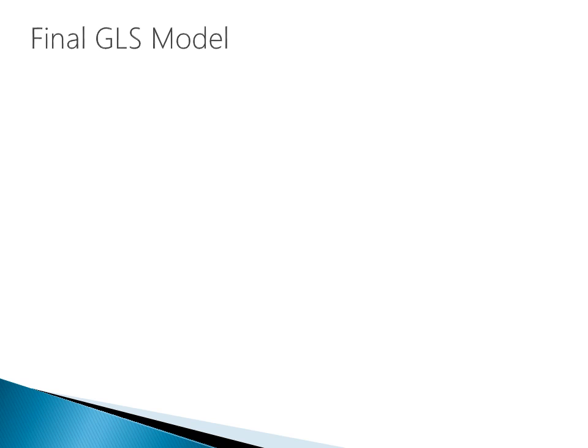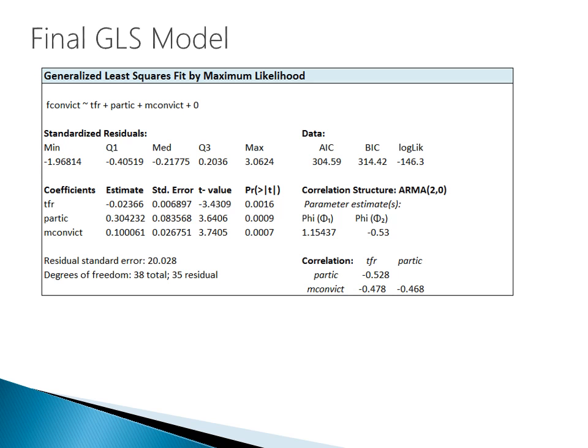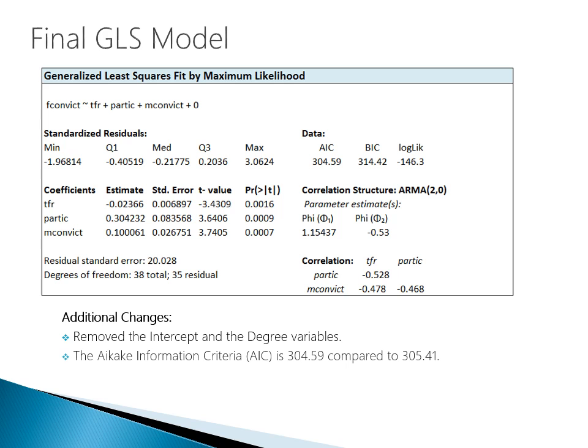Let's take a look at our final GLS model. Here is an extract of the model fit and some statistics. Some additional changes are that we remove the intercept and the degree variables. And the Akaike information criterion, AIC, is 304.59 compared to 305.41.